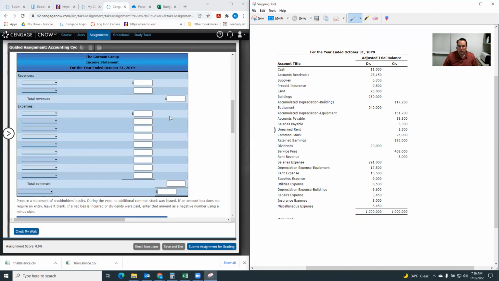Okay, so on the income statement, we're going to have our revenues and our expenses. To find them on here, I know that the trial balance is always in this order: assets, followed by liabilities, followed by equities. They have common stock, retained earnings, dividends, then revenues, then expenses. So it looks like this company has two different revenues. One is service fees and the other is rent revenue. The service fees balance is 468,000, and the rent revenue is 5,000. So that gives us 473,000.